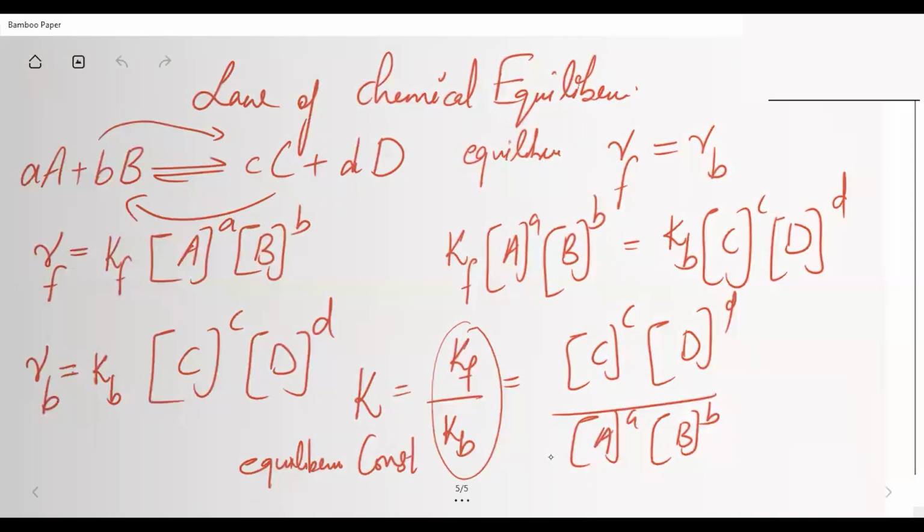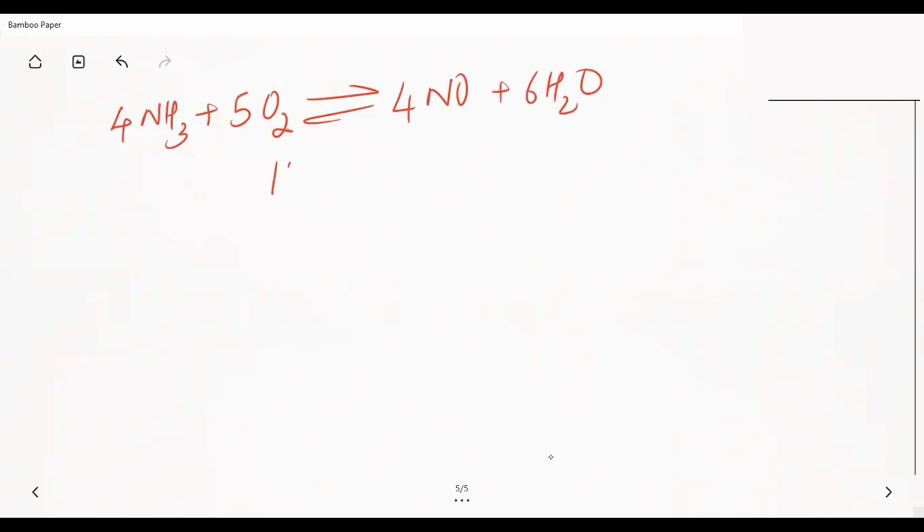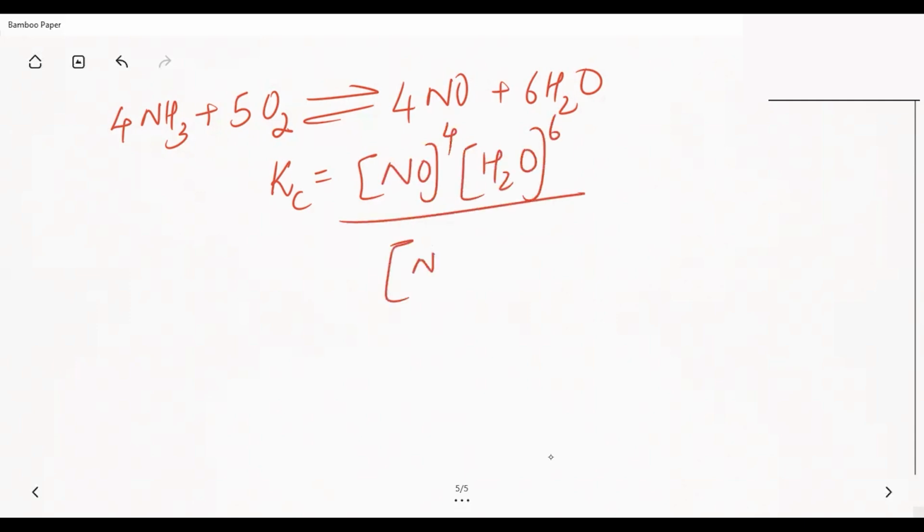Let us do one example so it will be clear. For ammonia, 4NH3 plus 5O2 in equilibrium with 4NO plus 6H2O. What is the equilibrium constant for this reaction? How will you find it? Yes, this is very easy. You write the products in the numerator and the reactants in the denominator. This is the law of chemical equilibrium, so for any equation you can easily find the equilibrium constant Kc.